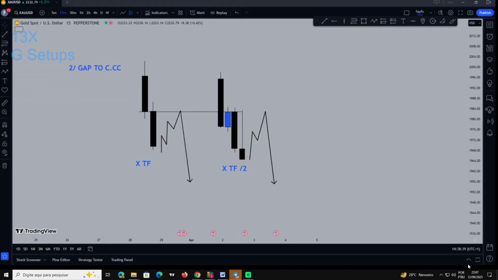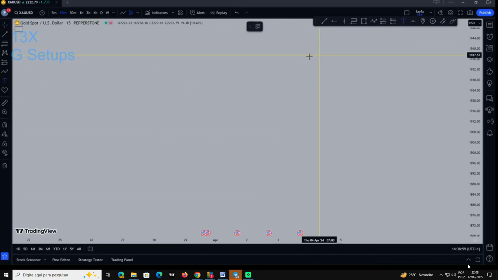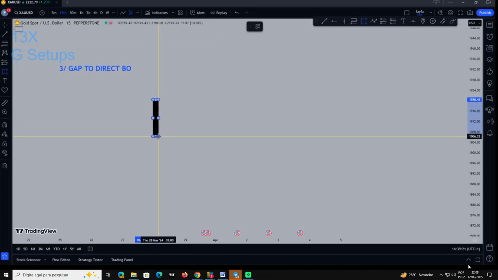Let's go for the third one. The third one is also special, I like it. The third one is gap to direct breakout. What is a direct breakout? Imagine we have a gap here, in an X time frame.